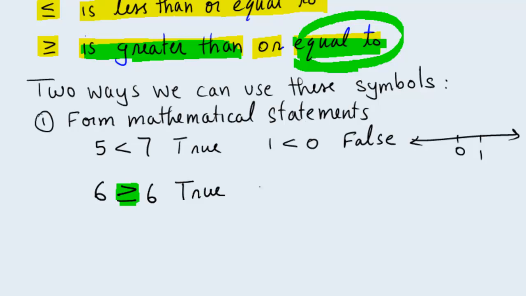And the same way, I can also make a false statement using this greater than or equal to symbol. For example, 10 is greater than or equal to 20. Is 10 greater than 20? No. Is 10 equal to 20? No. Since neither of those is satisfied, this is a false statement.